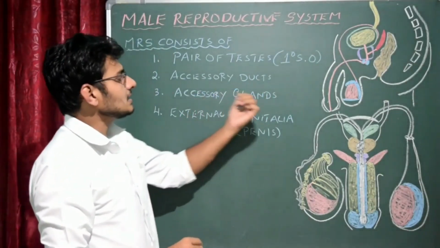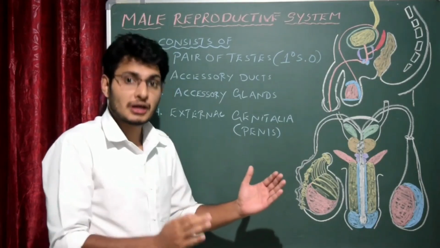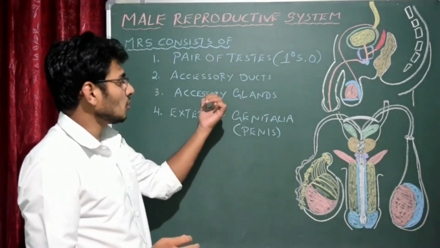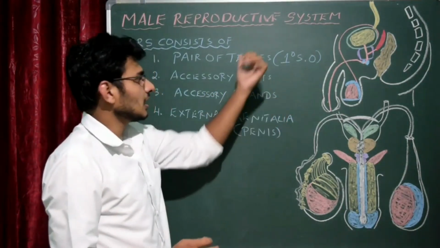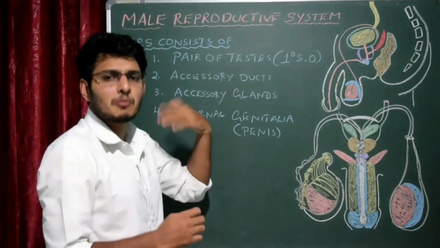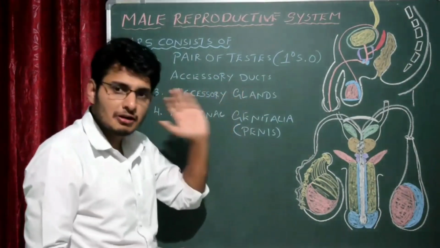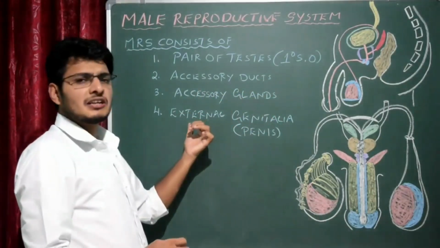Whereas the accessory glands, these are not endocrine glands, these are exocrine glands. I'll be talking about accessory glands a bit later once I complete the structure of the testes. There are more actually, but for your board examination you just learn only 3 accessory glands. I'll talk about it. Then actually the external genitalia.